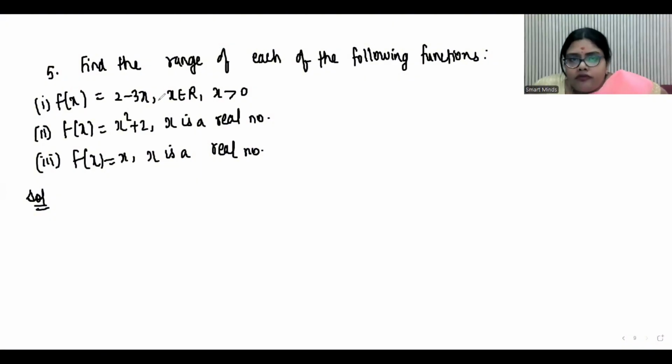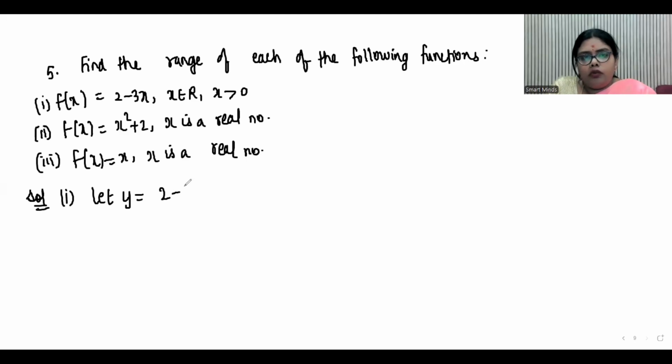Take the next question. Find the range of each of the following functions. So three functions are given to us. We need to find out the range of each of them. So let us start with the first one. Let y is equal to 2 minus 3x, where x belongs to R and x is positive.